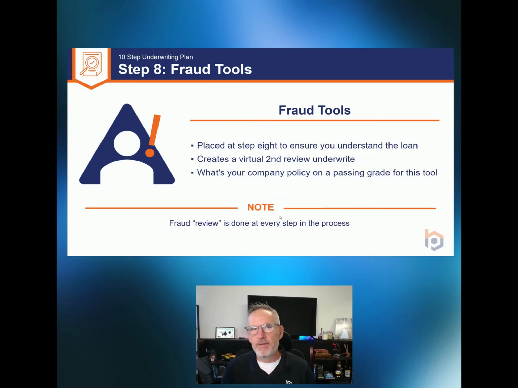All right, step 8, fraud tools. Now, I'm going to stress here that fraud review is done at every step of the process. So if you're looking at a pay stub and things seem off, or bank balances look like they're cut and pasted, I hope people aren't doing that in today's day and age, but it's possible, right? Where money's involved, there might be some fraud. We're always looking for it. So when I say the fraud tool step, I'm not saying ignore fraud except for the step, but you're always kind of keeping an eye out for fraudulent things.